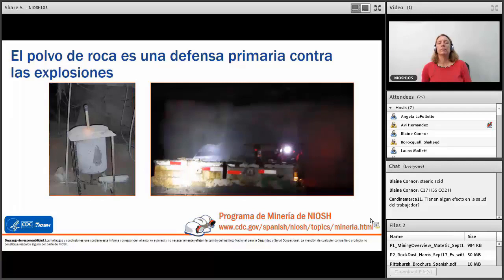This is regarding the same question, Cundinamarca 11 says, do these have any effect on the workers' health? No, as I said, the rock dust, both treated and untreated, is considered a nuisance dust.